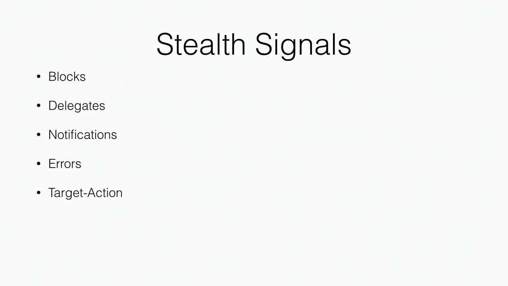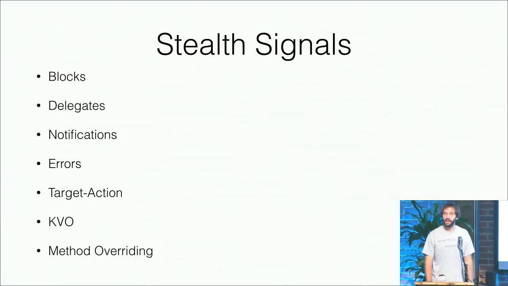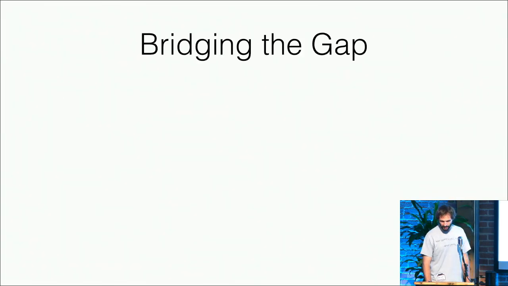So really, RACify is RACSignalify. We're not going to talk about too many other constructs here, especially RACSubject. So where are signals? Signals can be found in blocks, any API that has a block, delegates, notifications, anything that has an arrow pointer can theoretically be a signal: target action, KVO, and method overriding. So when you subclass UIViewController, you have to override all those methods. Those can be signals. So how do we bridge the gap?